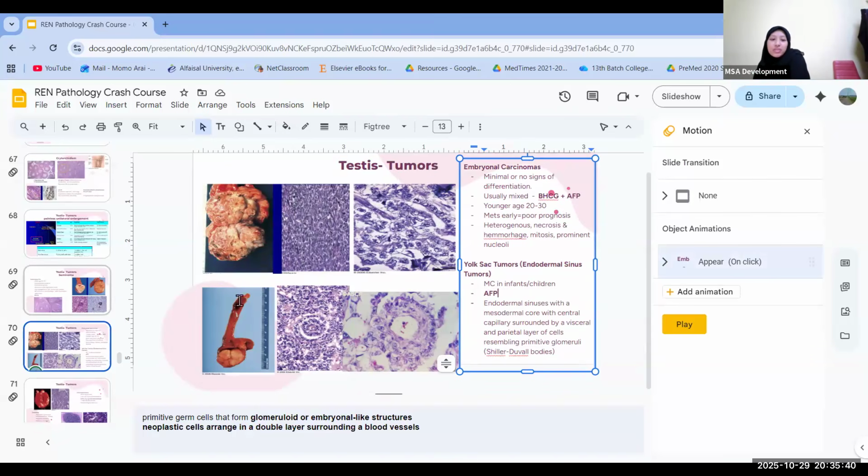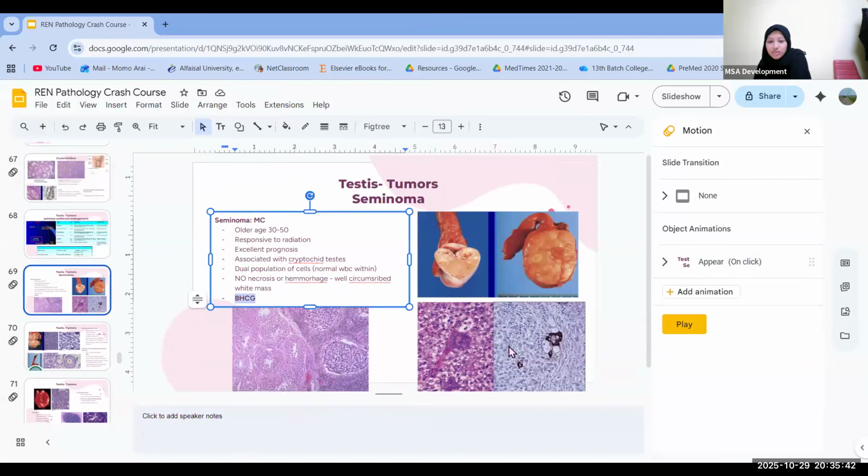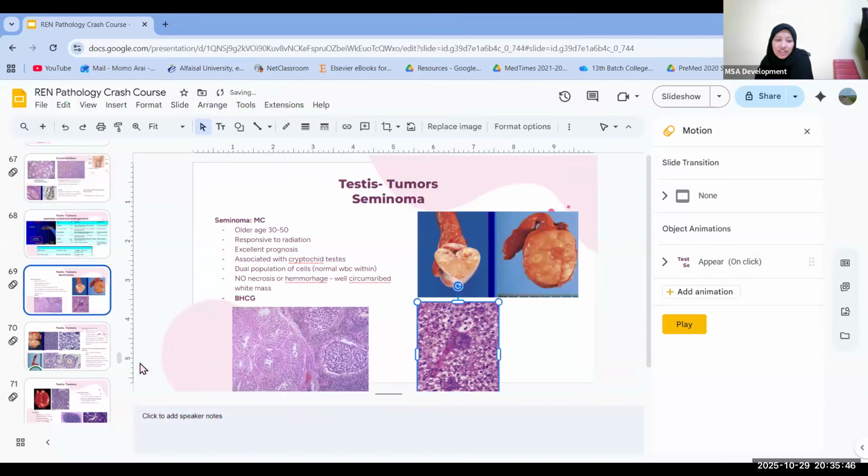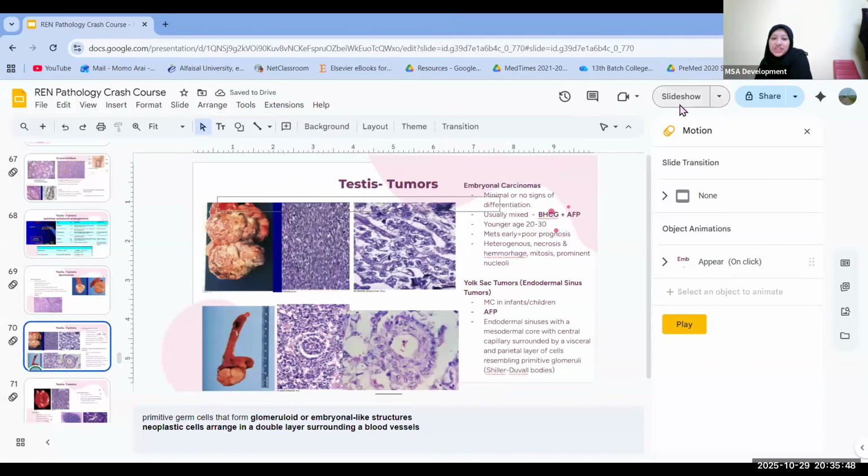Seminoma was only some of them beta HCG. I'll actually remove this because I'm not sure why it's there. I'll try to see where it belongs.